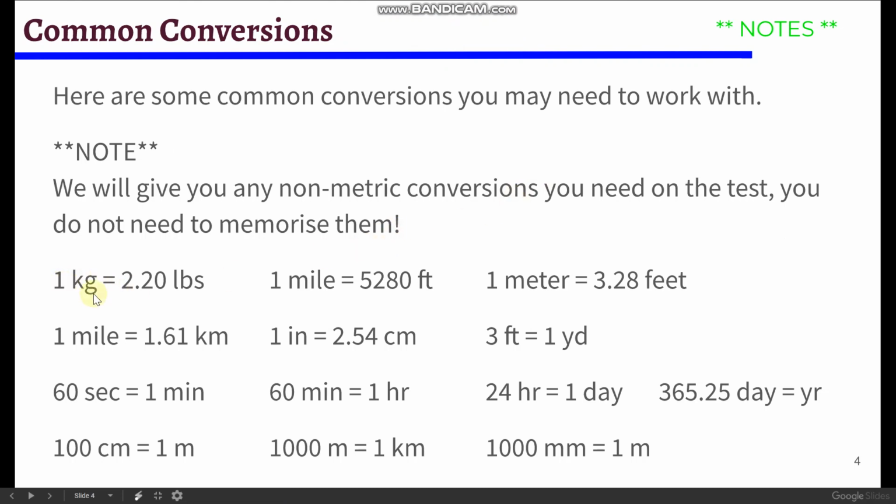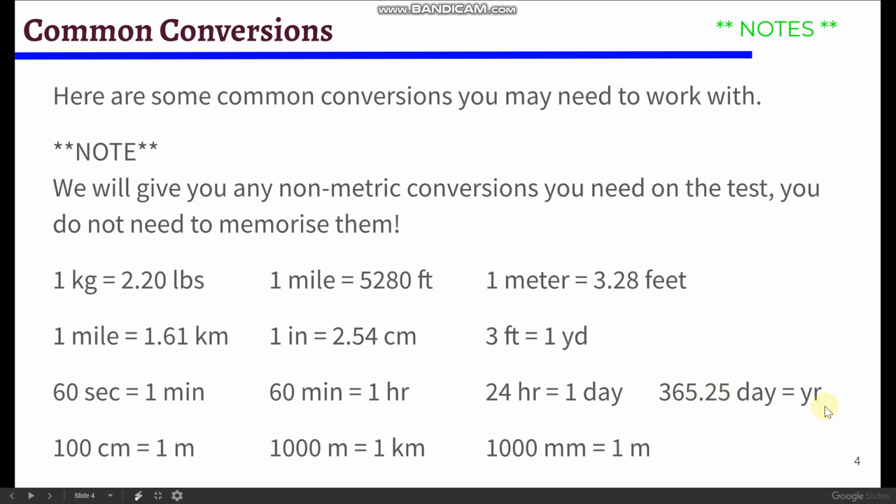But these are, so 1 kilogram equals 2.2 pounds, 1 mile is 5,280 feet, 1 meter is 3.28 feet, 1 mile is 1.61 kilometers. 1 inch is 2.54 centimeters. I got that wrong at a trivia contest once. 3 feet equals 1 yard. 60 seconds is 1 minute. 60 minutes is 1 hour. 24 hours is 1 day.